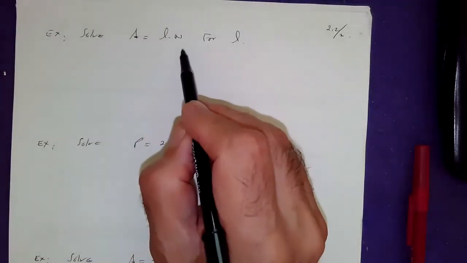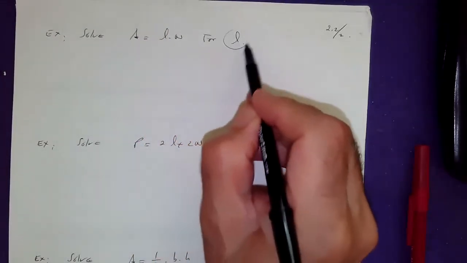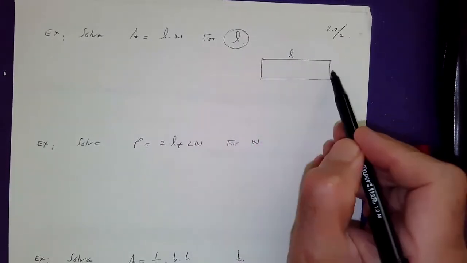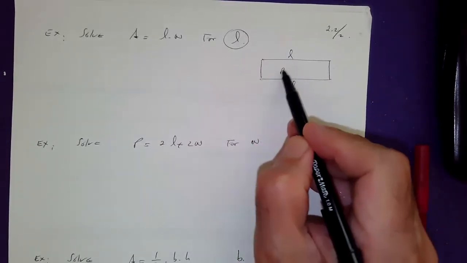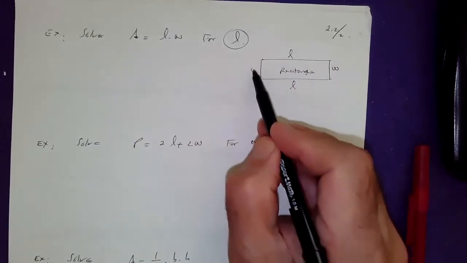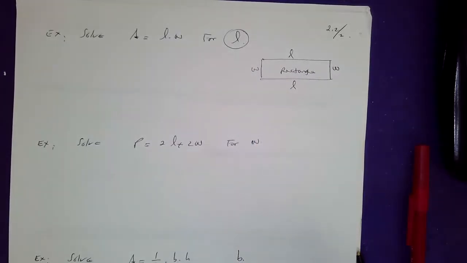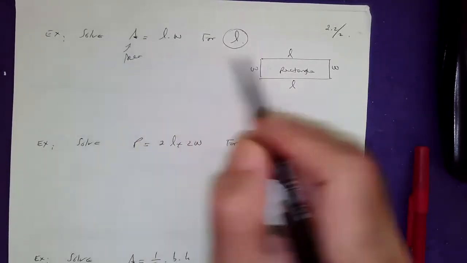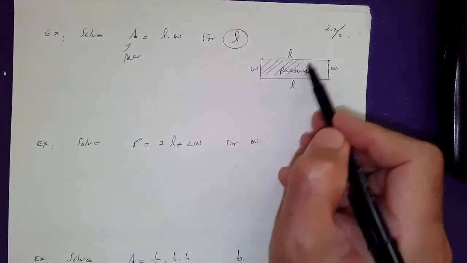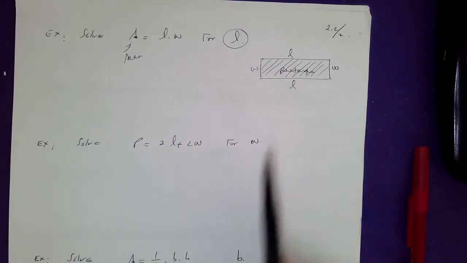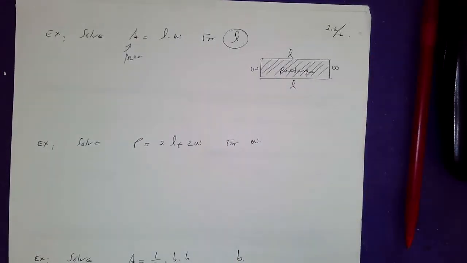This is A is equal to L times W, solve for L. You know what that is. That's the area of a rectangular shape. So the rectangle has 2 lengths and 2 widths, correct? And this is area. Area is like how much carpeting do I need to carpet this room.